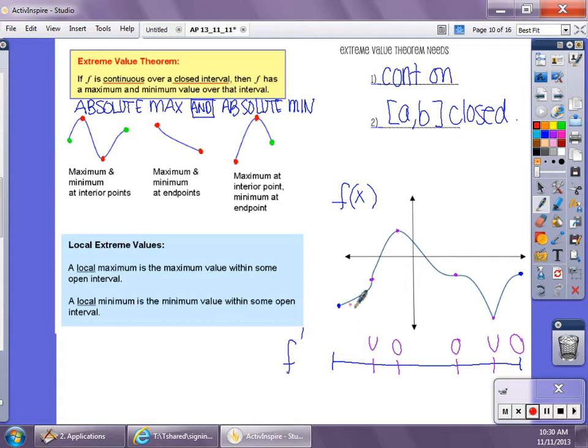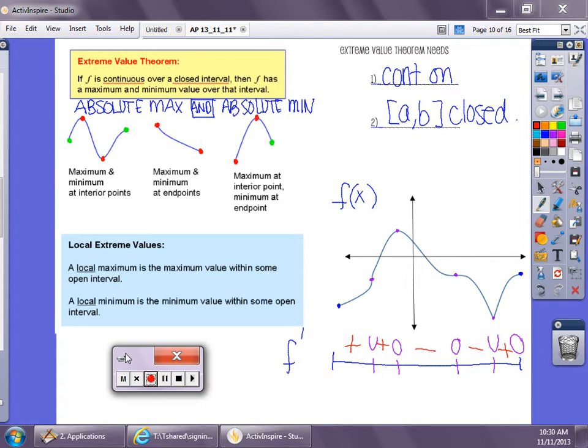All right, double check your sign chart. If I'm going up, what sign should I have? Positive. I'm still going up. Going down. Going down. Going up. All right, so we're going to talk about this. I just wanted to kind of review doing the sign chart.